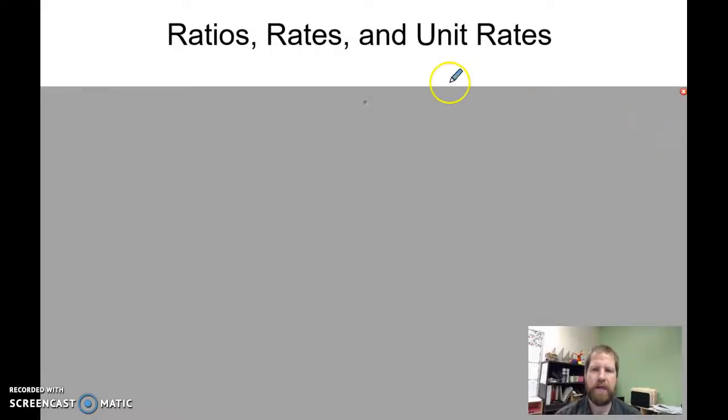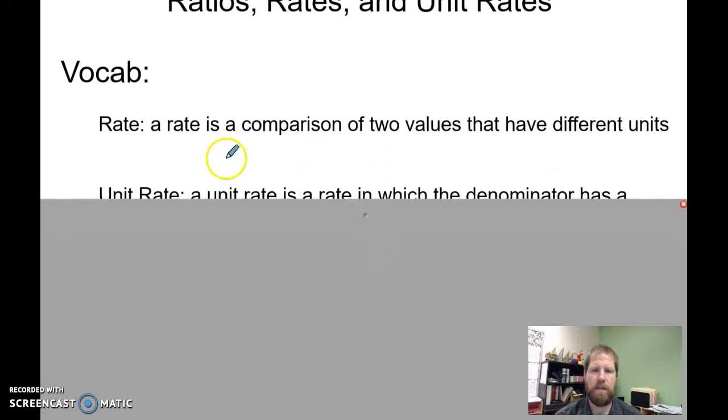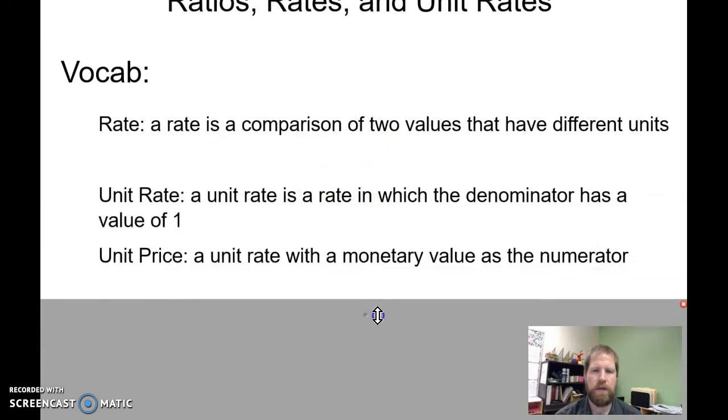Ratios, rates, and unit rates. So a rate is a comparison between two numbers, and they're two different types of units. By units I mean we could be talking about miles. Say I can run 20 miles in 10 minutes. That's a pretty slow speed.